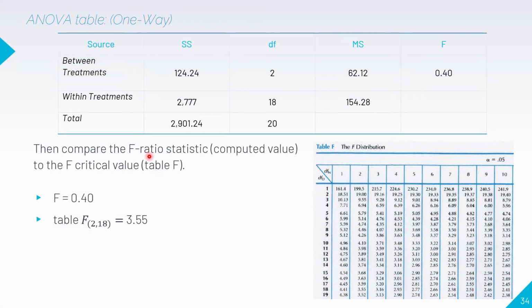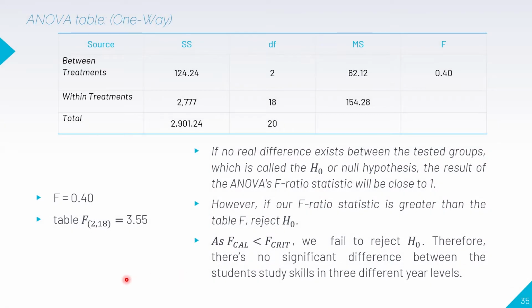So let's compare the F ratio statistic, or computed value, to the F critical value of our table F. Our F ratio is 0.40. Our table F at 2 and 18, we have 3.55. So in this case, let's compare, and as you can see, our F ratio is less than our table F.